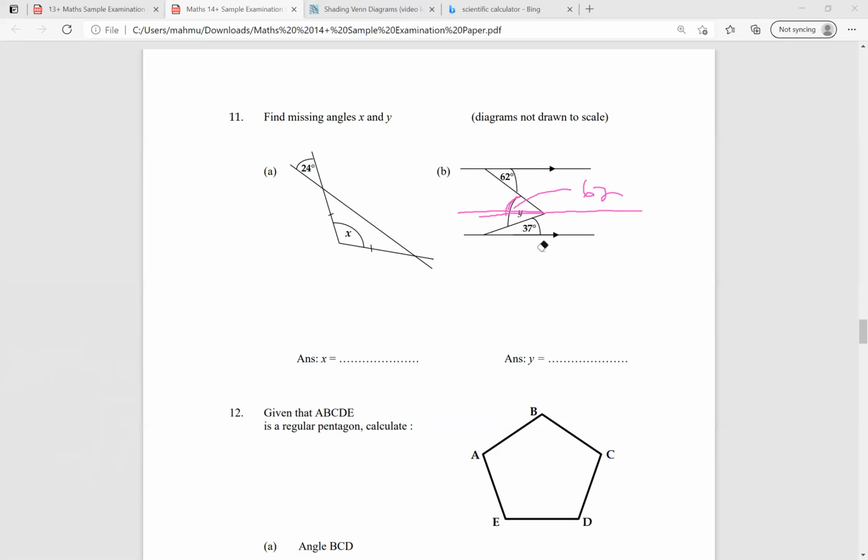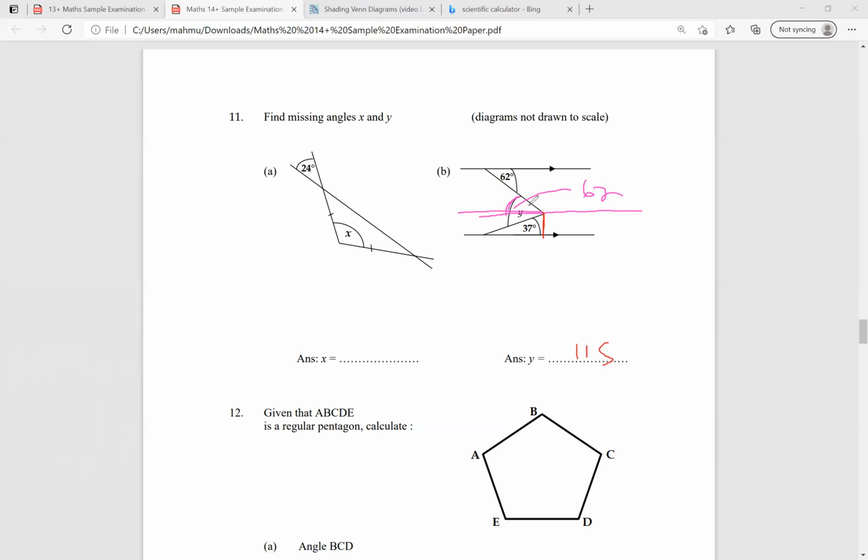This could be, use a different color. So if this is 37, and up to here might be 90 degrees. So minus 62, minus 37, so plus 62. Saying that could be 115 actually. So this whole thing is 115.